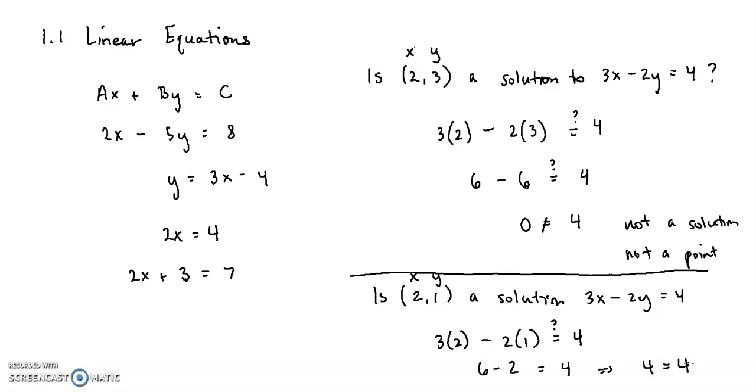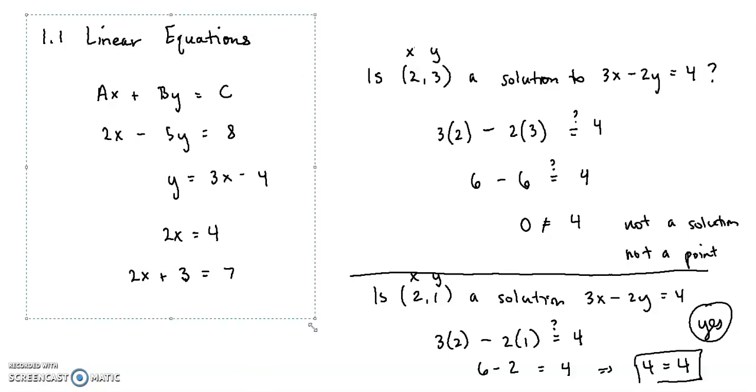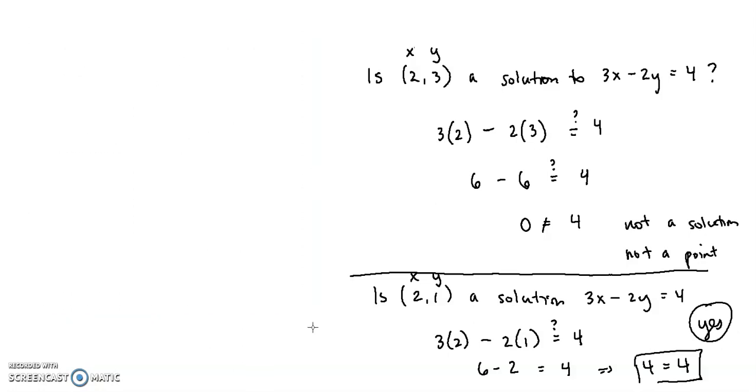So anytime you get a true statement like this where the two sides match, so 4 equals 4, 0 equals 0, negative 2 equals negative 2, that would be yes, it is a solution. That means that (2, 1) is a point on this line. Okay, so we know what linear equations look like. We know how to decide if we have a solution to linear equations. The next thing that we want to do is look at the intercept method to graph them.